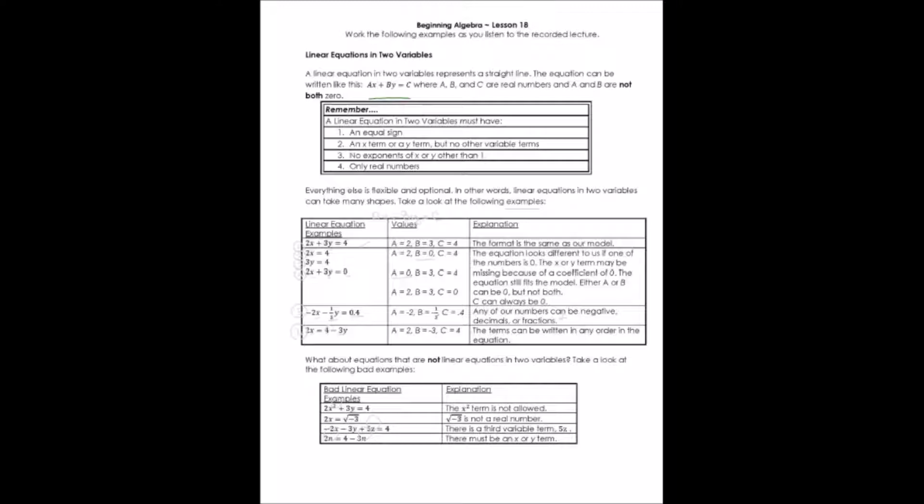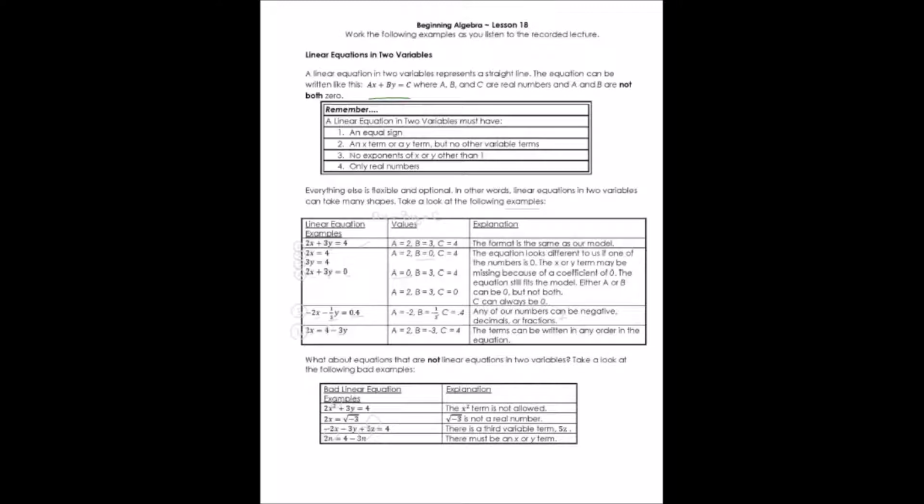Number 3, they cannot have any exponents of the x or y term other than 1. In other words, if x squared was a part of the equation, it would not be a linear equation in two variables. And number 4 is they have to have only real numbers. If you wonder what real numbers are, go back and look at lesson number 1. That gives you quite a group of numbers that you can pick from. Everything else is flexible, and really everything else is pretty optional.